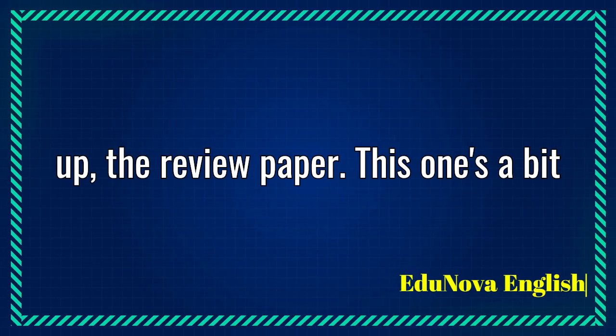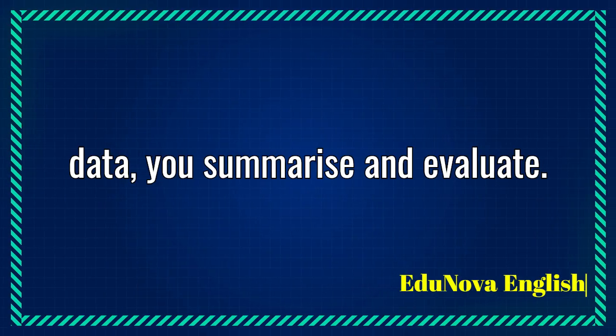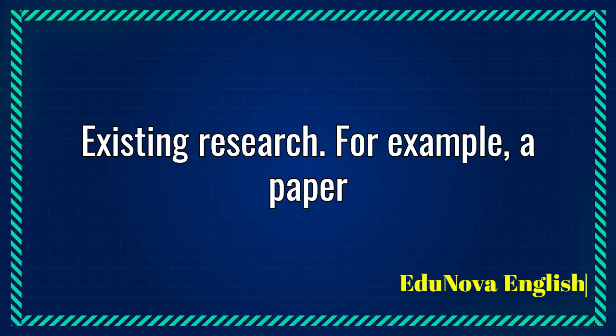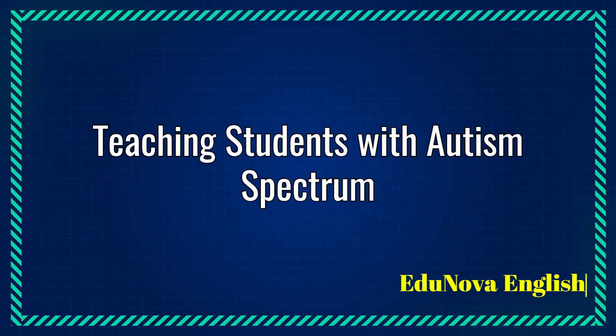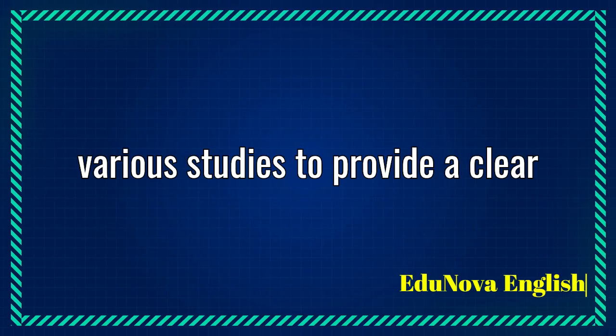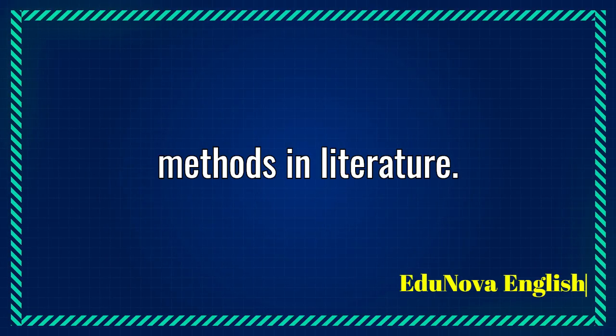Next up, the review paper. This one's a bit different. Instead of collecting new data, you summarize and evaluate existing research. For example, a paper titled "A Review of Strategies for Teaching Students with Autism Spectrum Disorder" would gather insights from various studies to provide a clear understanding of effective teaching methods.